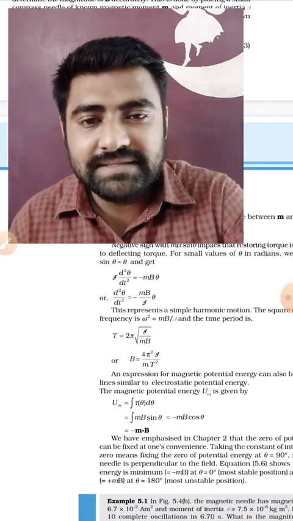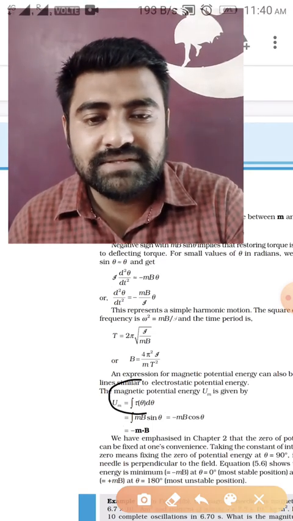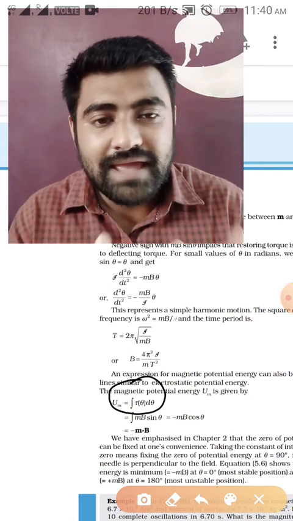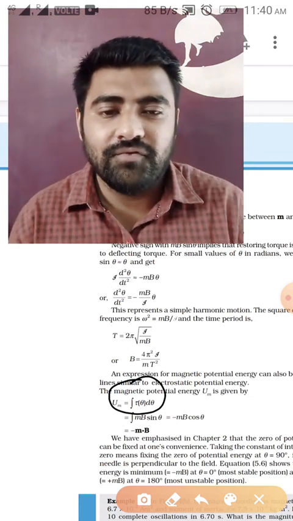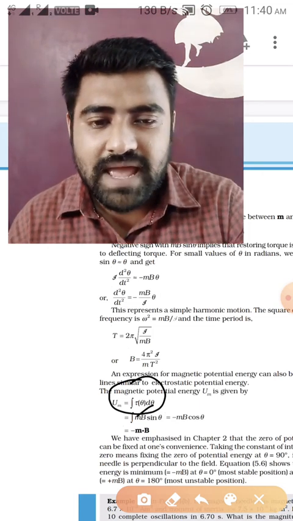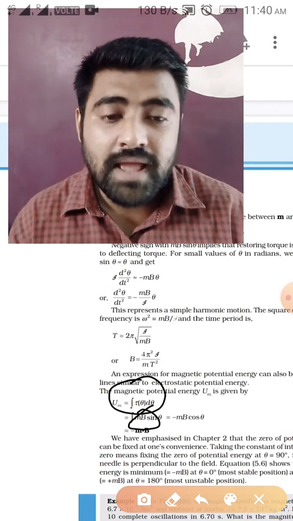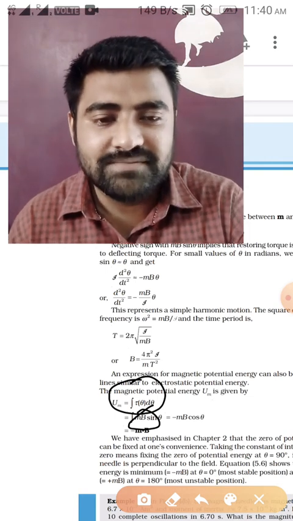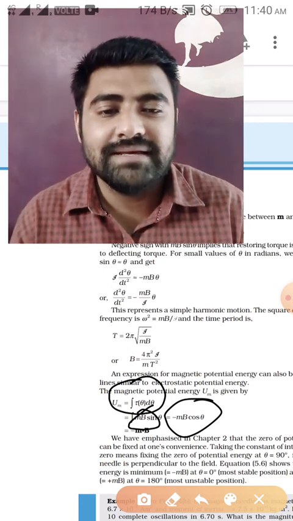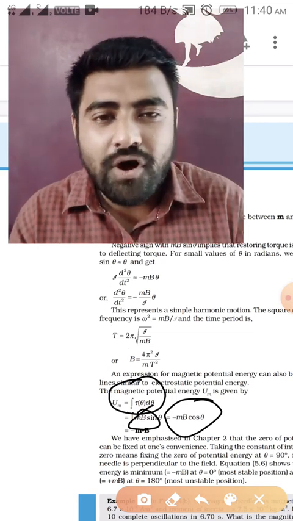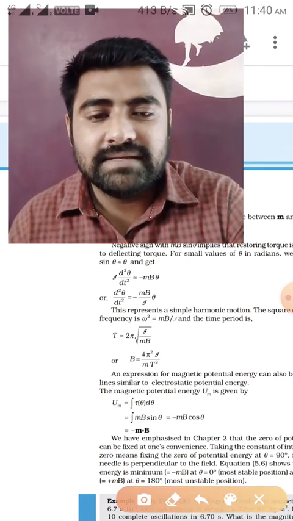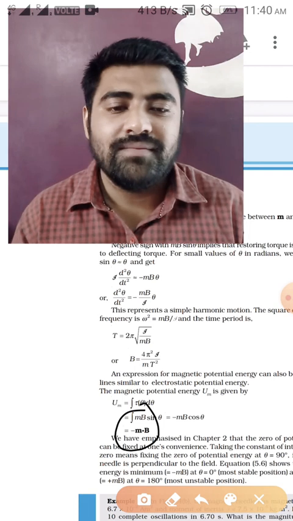So potential energy is nothing but integration of torque into displacement. It is like the work formula, work is equal to force into displacement, but here it is potential energy. So what is the torque formula? mB sin theta. Simple. Now sine theta's integration is minus cos theta, so our potential energy formula will be minus mB cos theta. Cos is a function of scalar product, so I have to write minus vector m dot vector B.